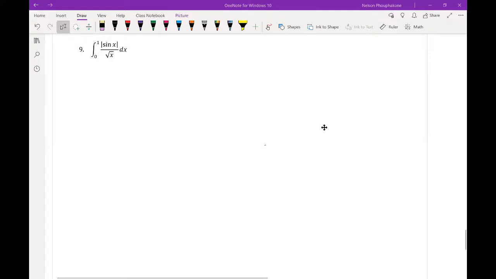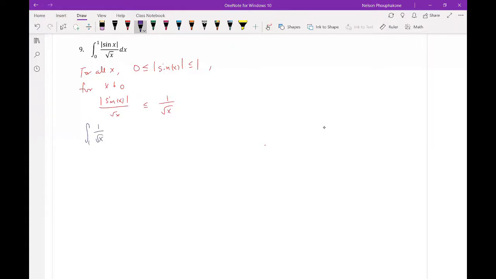Okay, so now let us work on the last problem. How do we use a comparison test to test if this integral is convergent or divergent? First of all, we know that for all x, the absolute value of psi of x is bounded between 0 and 1. We know that this integral cannot have x equal to 0, so for x not equal to 0, the absolute value of psi of x over square root of x must be less than or equal to 1 over square root of x. So now we know that this is the biggest function. Then we could evaluate the integral of 1 over square root of x between 0 and 1, dx.